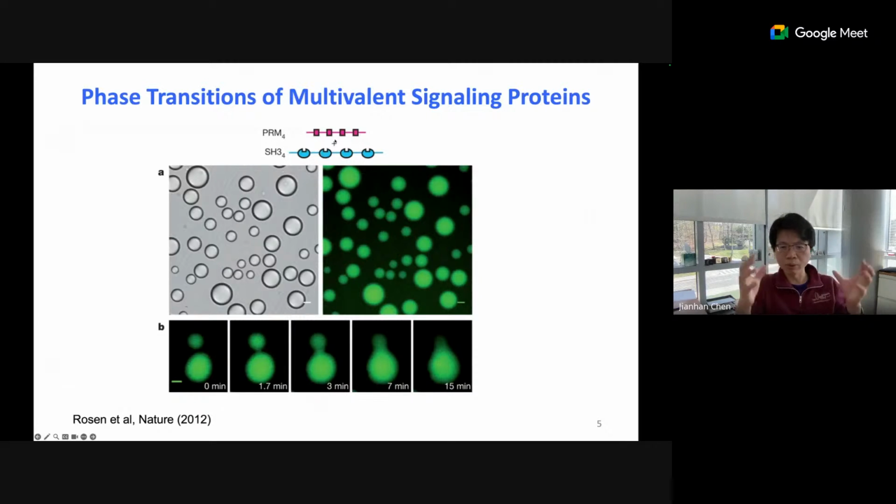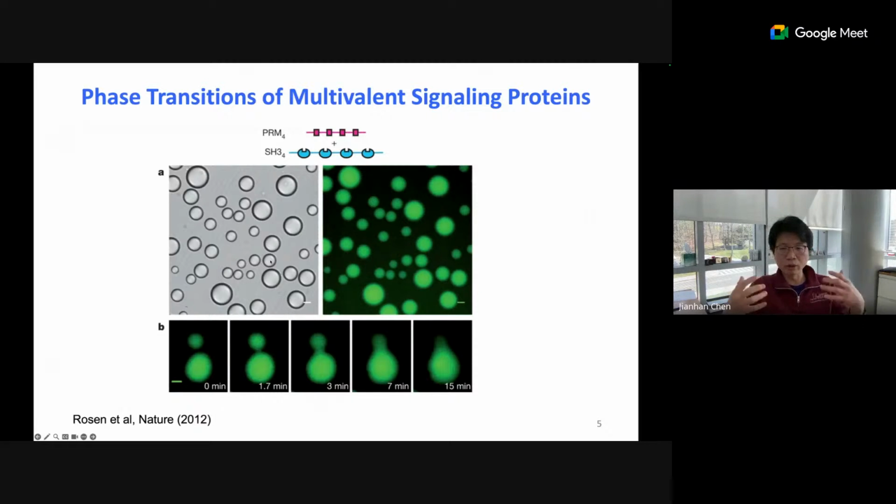So these are some signaling molecules in the cell that do something important. But what they show is that each of these red blocks can bind to this yellow thing. And if you put multiple copies of these binding motifs, so that you introduce so-called multivalency, which means that each molecule can form more than one interaction, then when you put these two proteins together, they can also undergo a liquid-liquid phase separation.